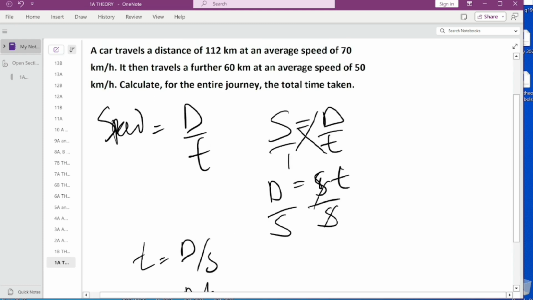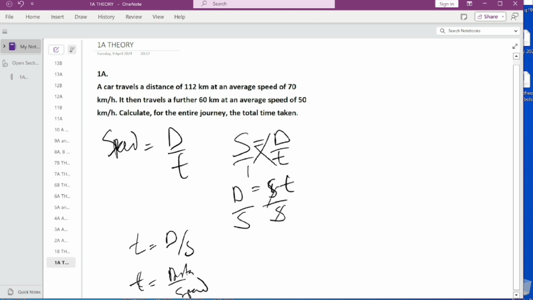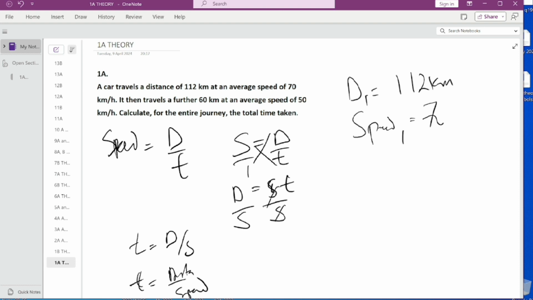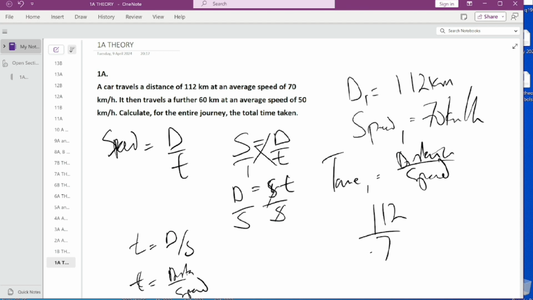So for the first phase of the journey, the distance, D1, is 112 kilometers. The speed, S1, is 70 kilometers per hour. We'll calculate the time, T1, which is distance over speed. Our distance is 112 over 70. We cut it down to the lowest term, and we have 8 over 5.